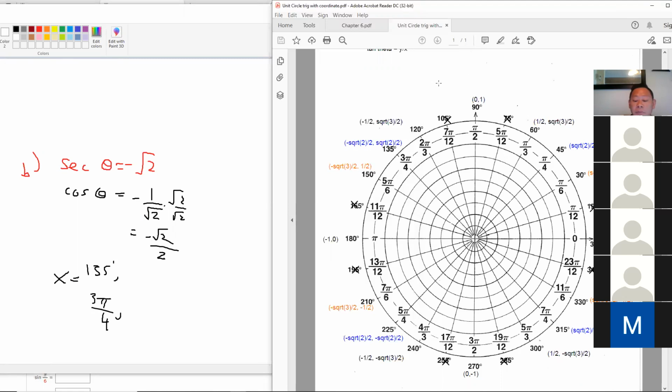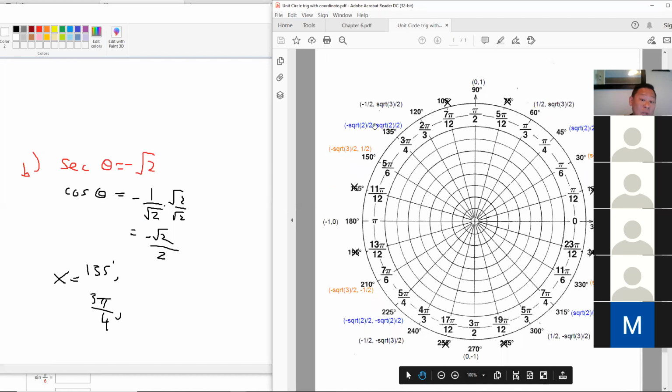Negative root 2 over 2. Beside this one, 225. Don't forget, this is color coded. Once you see blue writing, you're looking for the blue ones, okay? Because they're all color coded. So blue, they're all the same. Orange and the white and the black, sorry. And so this will be for the 225, second one. I'm sorry.